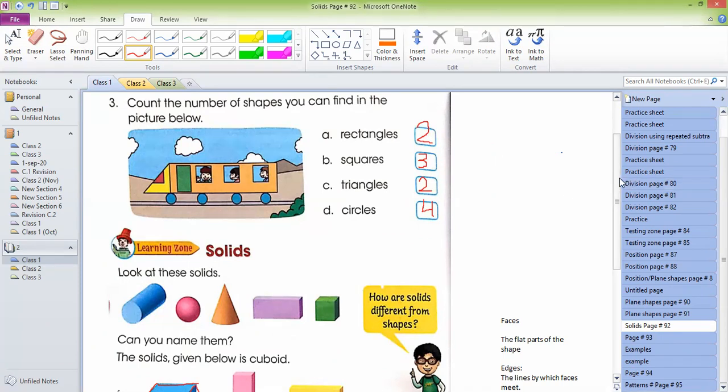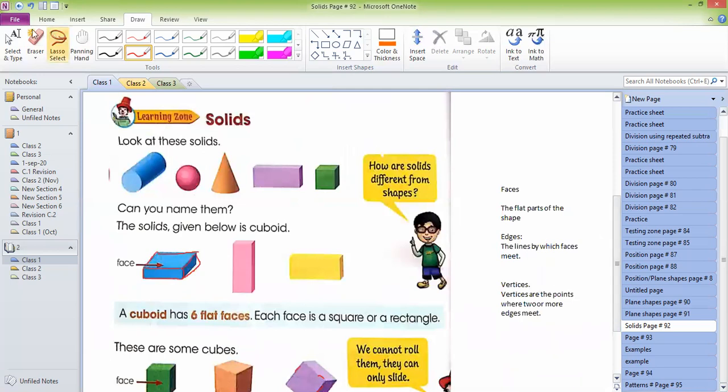Look here, in this shape you can see that at this point, this edge and this edge, they all are meeting at this point. So this is one of the corners, this is another corner, this is another corner. So these all are vertices.